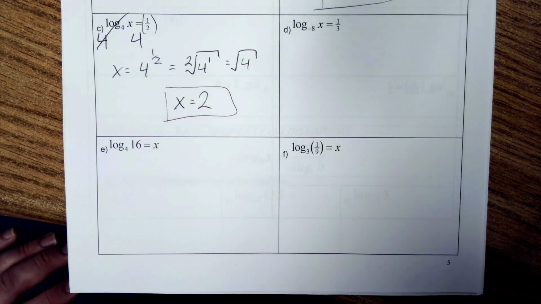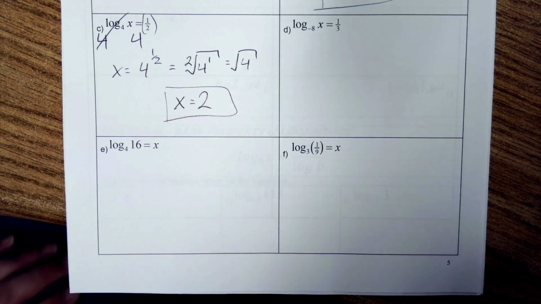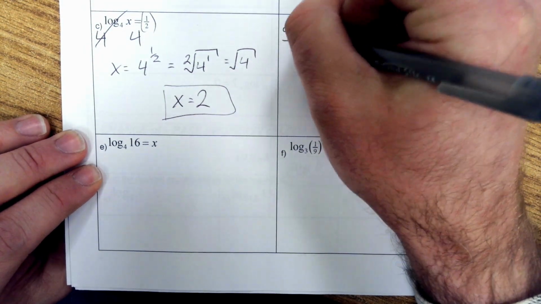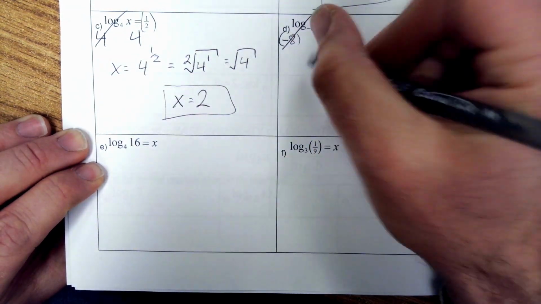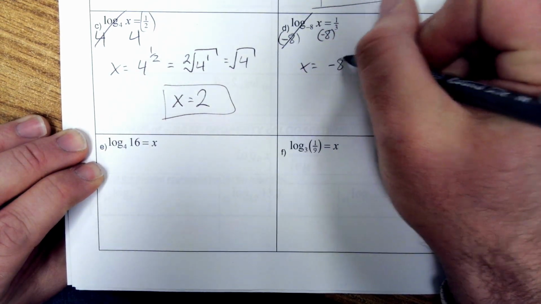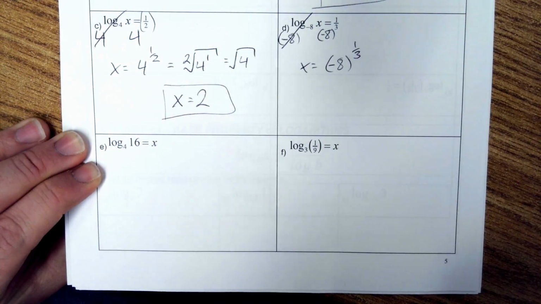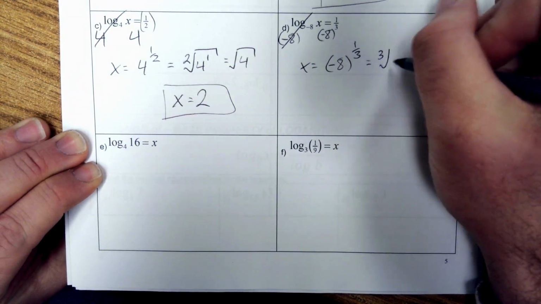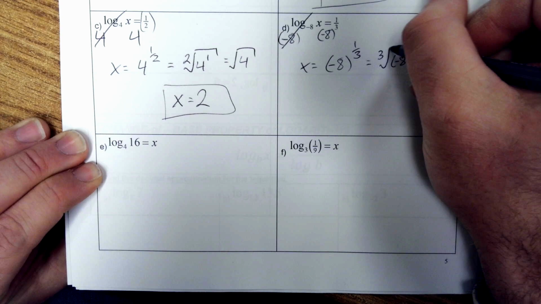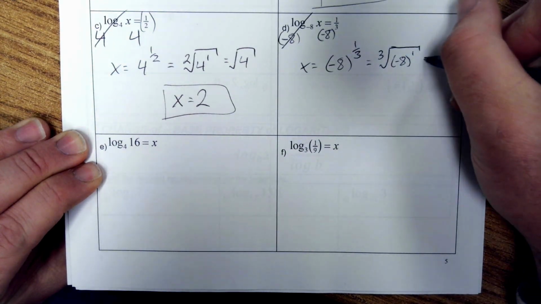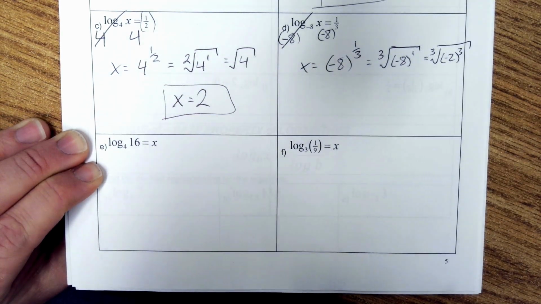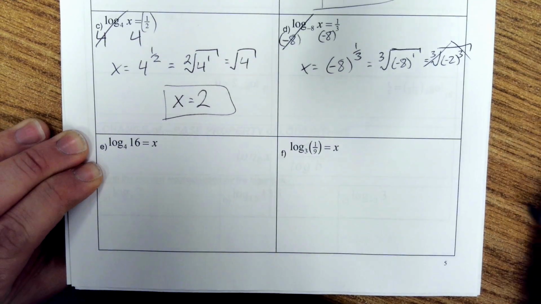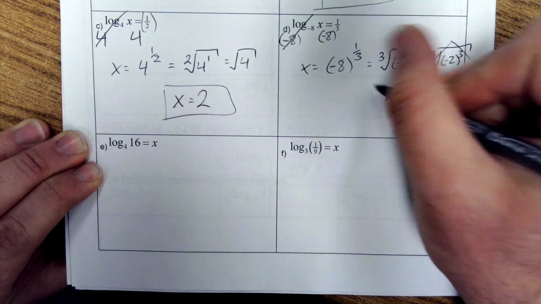Part D, log base -8 of x equals 1/3. So everything is now going to become a power of -8. Again, -8 is the whole thing. So x equals -8 to the 1/3 power, or the cube root of -8 to the first power. Again, -8 could really be -2 times -2 times -2. And then those would undo each other, so x has to be -2.